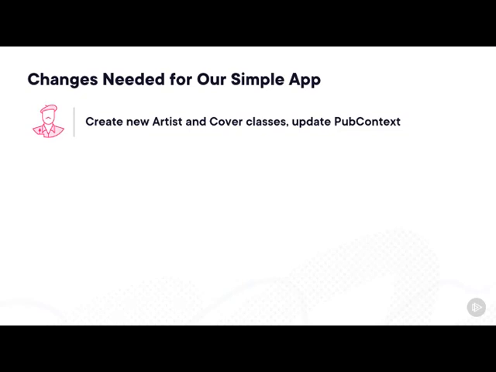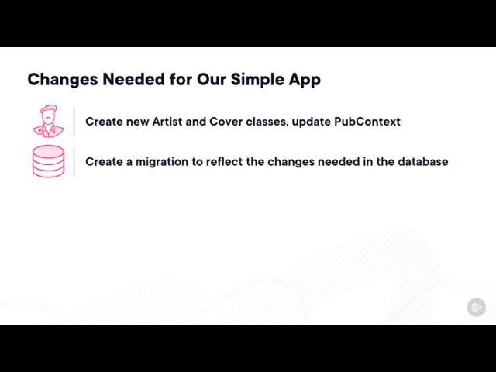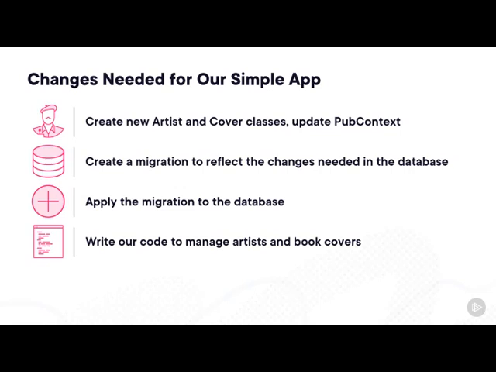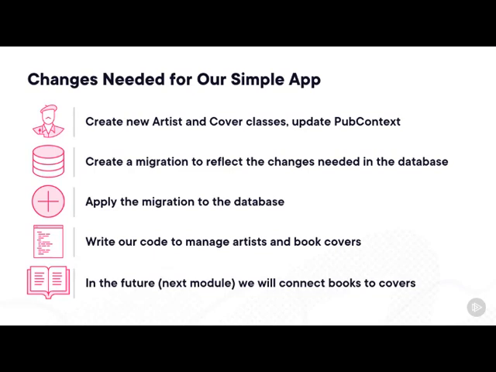Here's a high-level look at the steps we'll need to take for implementing a new many-to-many relationship in our application. First, we'll need to define our new classes, artist and cover. We'll need to make the DB context aware of these classes, and we'll do that by creating DB sets in the pub context. Then we'll need to update the database schema. So we'll need to first create a new migration and then apply it to the database. With that in place, we'll be able to start managing our artists and book covers, inserting, querying, and modifying that data as needed. And you might notice there's something still missing here. In the next module, we'll tie those book covers to the books for which they're being designed.